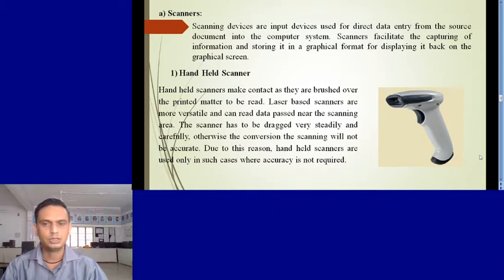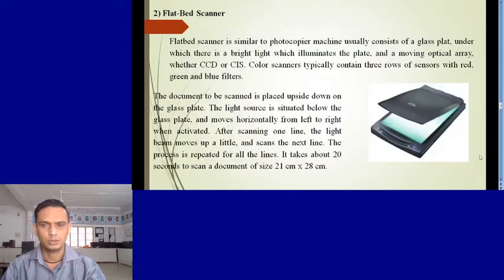Due to this reason, handheld scanners are used only in cases where accuracy is not required, because if the scanner is not dragged properly over the surface, that data cannot be scanned. So handheld scanners are used when we do not need accuracy.